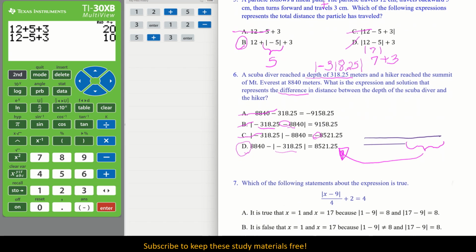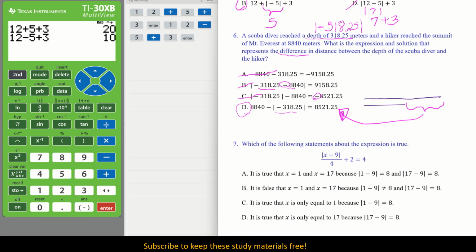Okay, let's look at number 7. Let's see what we have here. Which of the following statements about the expression is true? Well, let's see what we have. We have the absolute value of x minus 9, over 4, plus 2 equals 4. So they're saying, we're going to look at ABCD options, but they're saying what values of x could satisfy this? Well, I bet there's more than one. So let's take a look here, and then we'll pop it in our calculator and see if we're right.